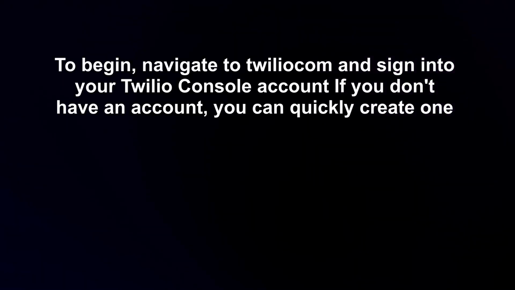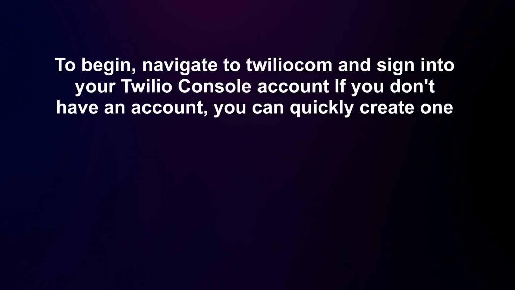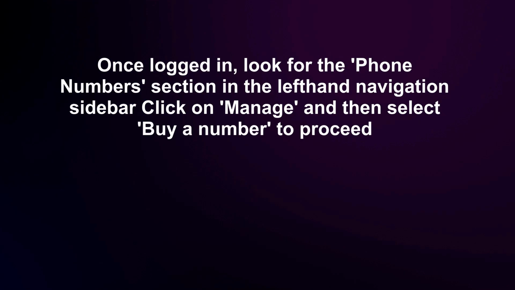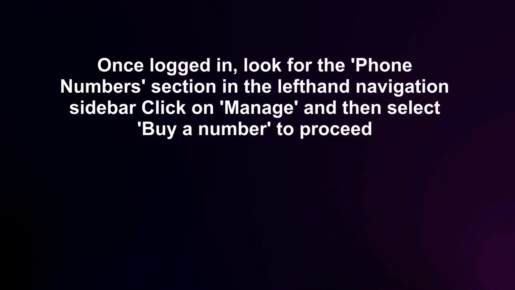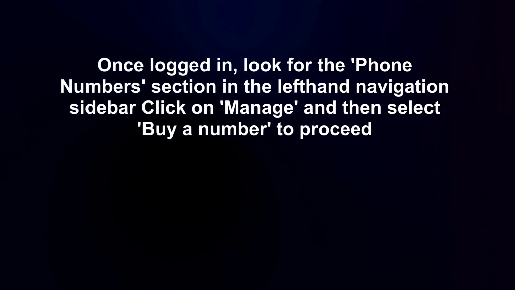To begin, navigate to Twilio.com and sign into your Twilio Console account. If you don't have an account, you can quickly create one. Once logged in, look for the phone numbers section in the left-hand navigation sidebar. Click on Manage and then select Buy a Number to proceed.